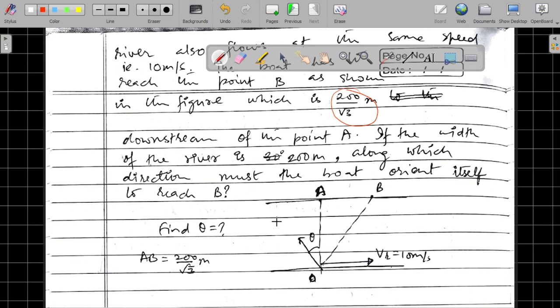We are also given the width of the river. The width of the river is some 200 meters. This is the width of the river, and you have to find the angle theta at which the man has to swim so that it actually swims in this direction. The velocity of river is given. So how do you do that?